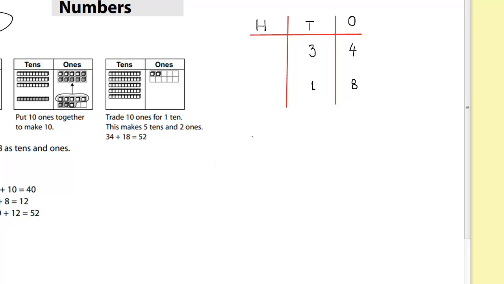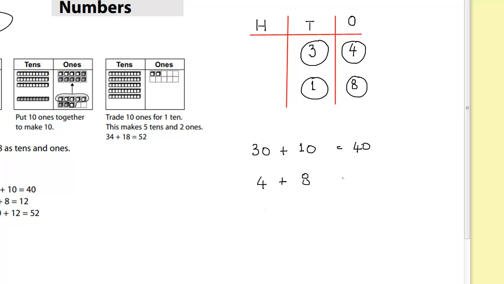That means if I take only the tens and add them together, 3 tens plus 1 ten, which is 30 plus 10, equals 40. And if I take the ones, I have 4 and 8. So 4 plus 8 is 12.